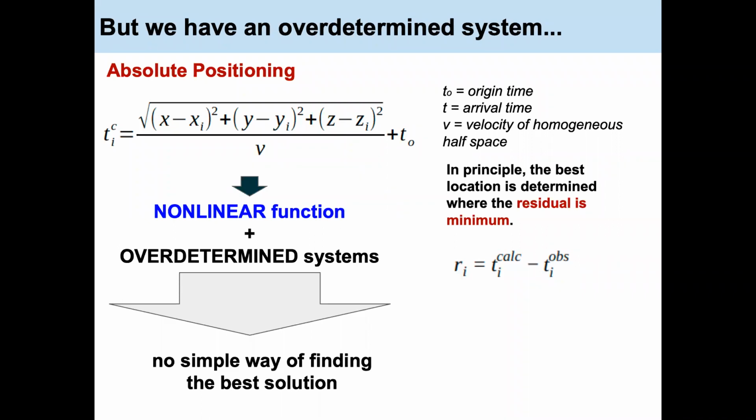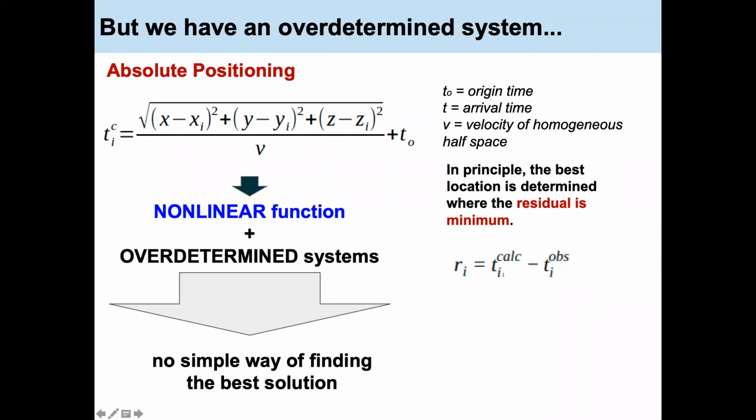Let's say we have n number of stations, then we have n observations, and this means that we will also have n equations. So this will be an overdetermined system. And the easiest way to solve this kind of problem is to calculate the residual or misfit at each station. So these are the residuals.